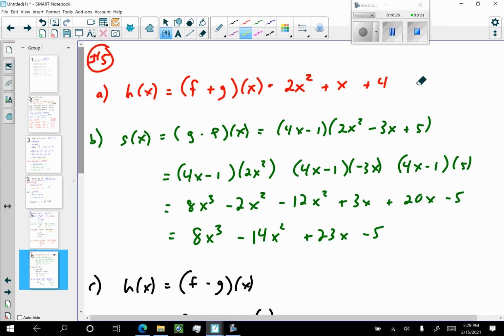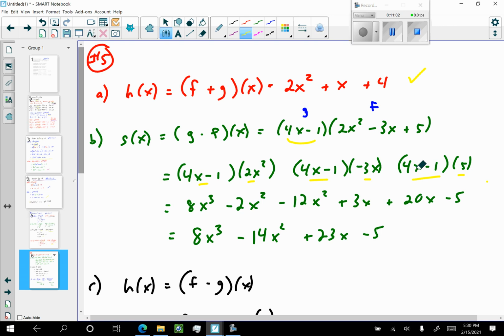And number 5, I want h of x is f plus g of x. I'm just looking at this. Since I'm adding that, that's going to be 2x squared plus x plus 4. s of x is g times f of x. Here I have, this is g, this is f. I'm going to use the distributive property here. 4x minus 1 times 2x squared. 4x minus 1 times negative 3. And 4x minus 1 times 5.